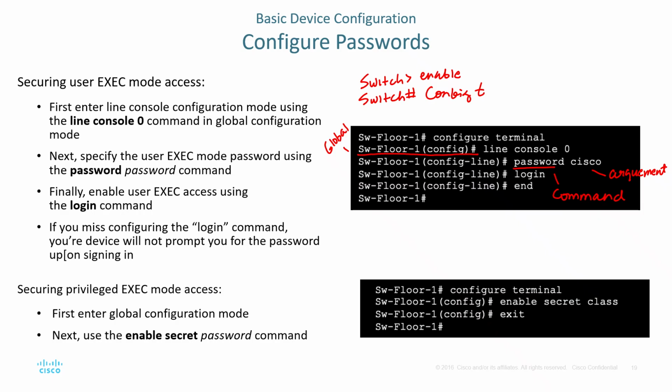Now, securing privilege exec. So when you think about this, your privilege exec mode, what this next password has to do with is you have to think about, what do I have to type in order to get to privilege? Because privilege is where I can change things. So what is that word? That word is enable.